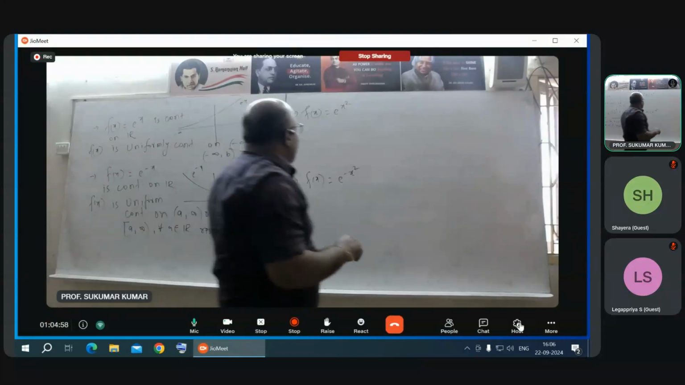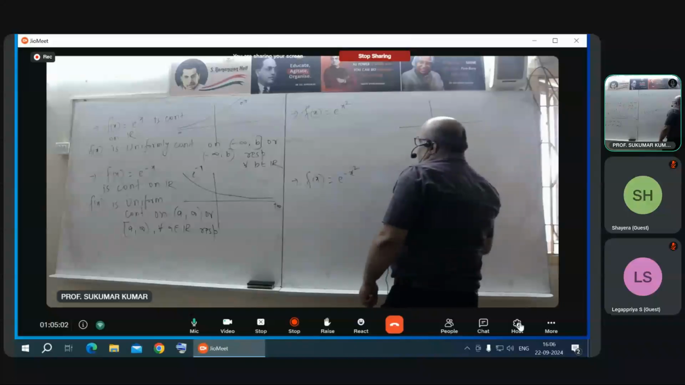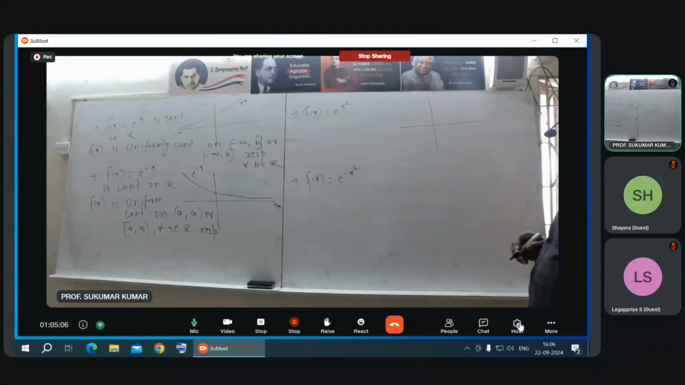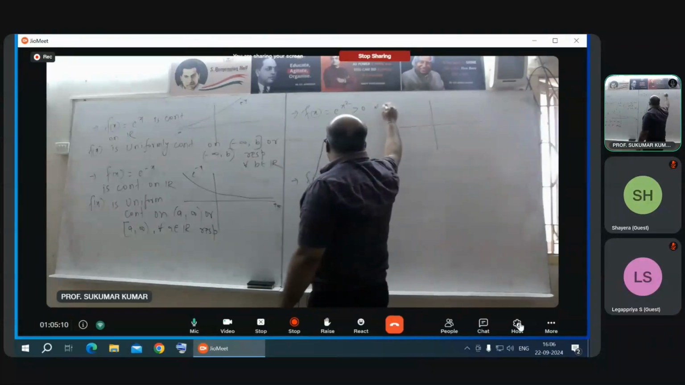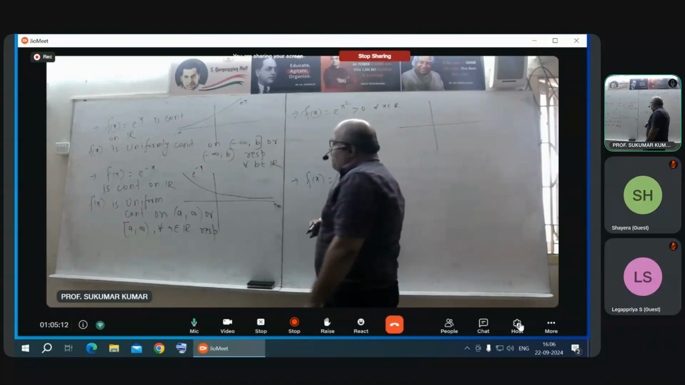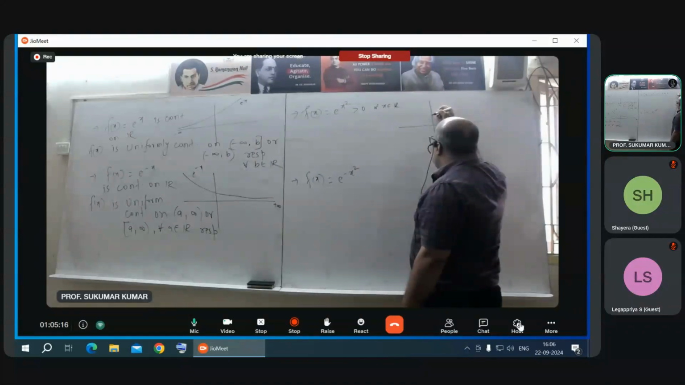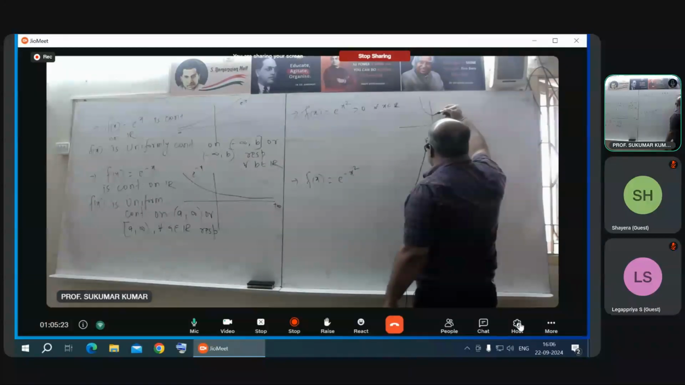Okay. E power x square, what will happen? At plus infinity and minus infinity, everything, this is always greater than 0. And for e power x, at x equal to 0, 1 will come. And x square is here, so this will come just parabola type.